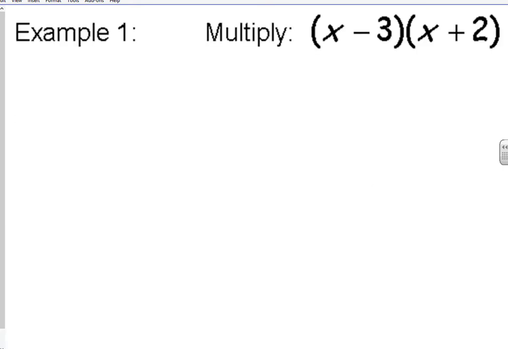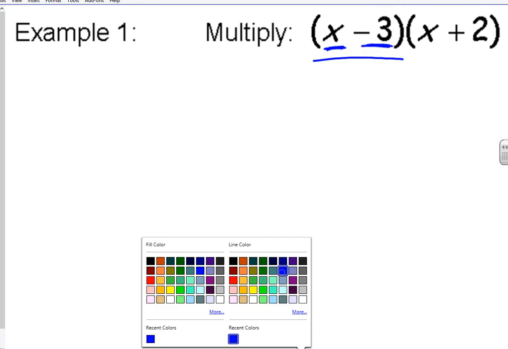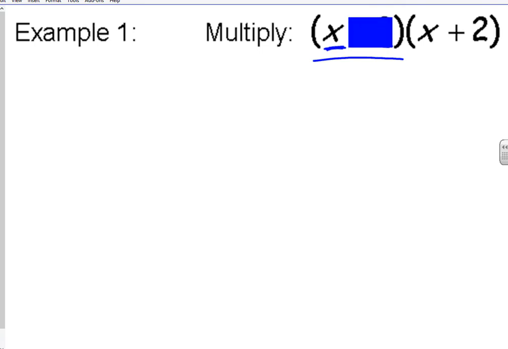We're going to go to problem number 1. My first polynomial is x minus 3. My first term is x, and my second term is negative 3. We are only going to focus on the first term right now. So I'm going to cover up this negative 3. The way this problem now reads is we have x times x plus 2. So we multiply. X times x, well, I'm multiplying, so I add the exponents to get x squared. X times 2, I get plus 2x.